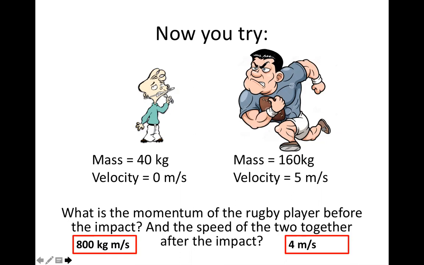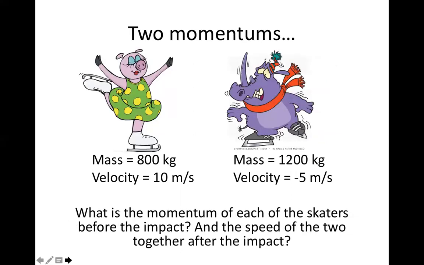You're supposed to divide it by? Both the masses. What are you supposed to divide it by, Mahak? Both of the masses, yes, because the two together, you have to add the masses together. So 800 divided by 200. Okay, next one. Everyone try.